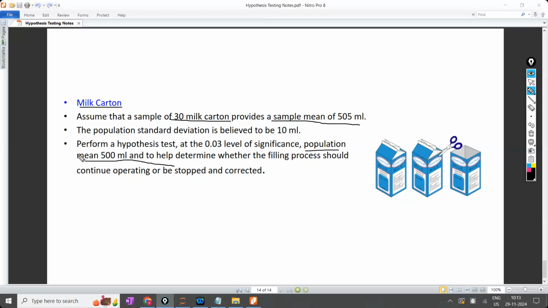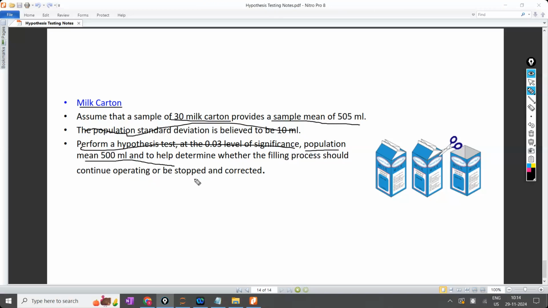Okay, keep this one aside. Perform a hypothesis test at the 0.0 level of significance. This also you don't know. Keep this aside also, because you don't know these two. Population mean of 500 means generally this packet should contain 500 ml only, and help to determine whether the filling process should be continued operating or stopped and corrected.